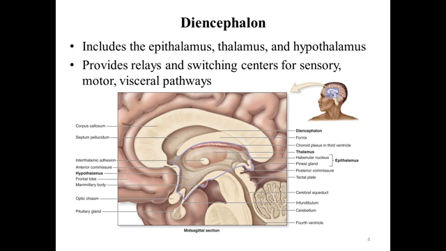The diencephalon provides relays and switching centers for sensory, motor, and visceral pathways. This means many sensory, motor, and interneurons synapse in the diencephalon, and a determination is made regarding the information signal.